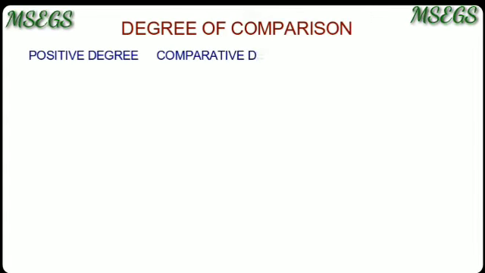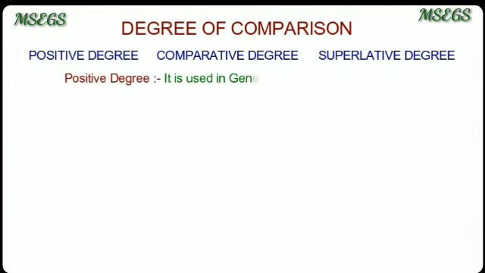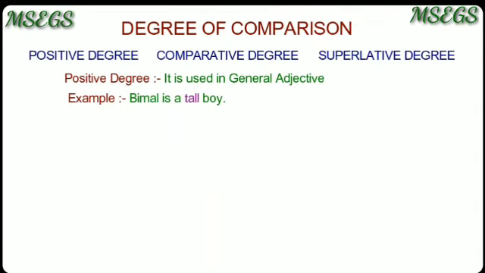Degree of comparison. At the beginning of my class, let me tell you once again, adjective is the word which describes the noun or pronoun. That adjective has 3 degrees of comparison. These are positive degree, comparative degree and superlative degree.